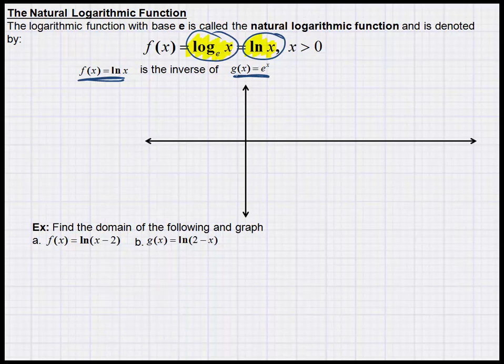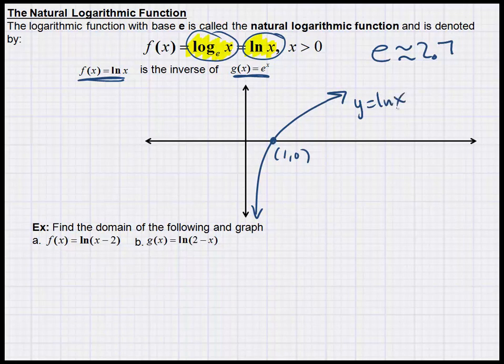Well, this is a logarithm base e. e is roughly 2.7. So the base for this logarithm is bigger than 1. So the graph of this logarithm is going to look like every other logarithm with base bigger than 1. It's going to still go through this point (1, 0). It's going to have this increasing shape. This will be the graph of y equals the natural log of x.